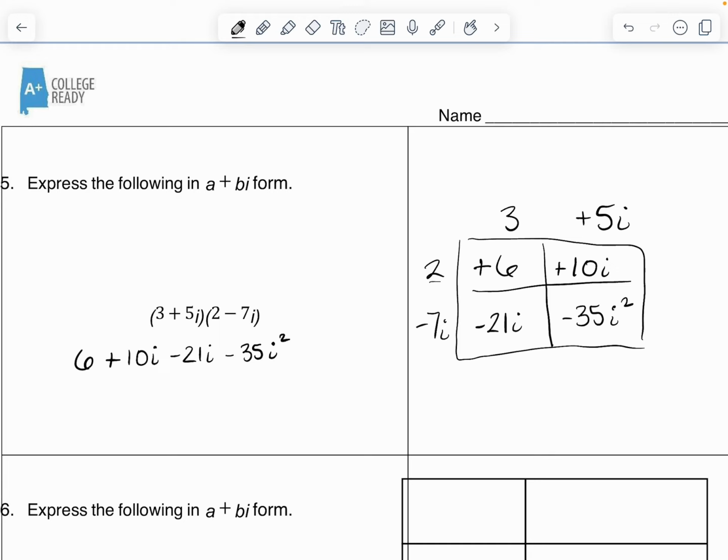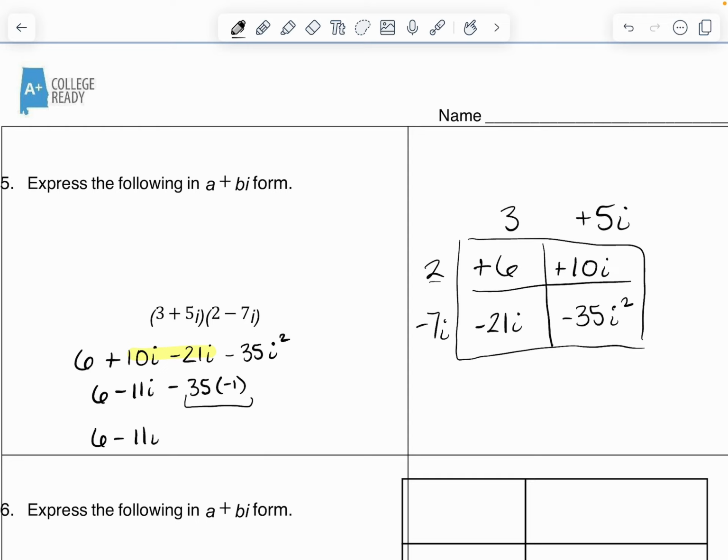Okay, but there's some like terms that we can take care of. I have like terms with the i's in the middle. So positive 10i minus 21i is a negative 11i minus 35i squared. Now my i squared turns into a negative 1 because i squared is the same as negative 1. That's one of our rules that we have. So I have negative 35 times negative 1 right here, which turns into a positive 35.